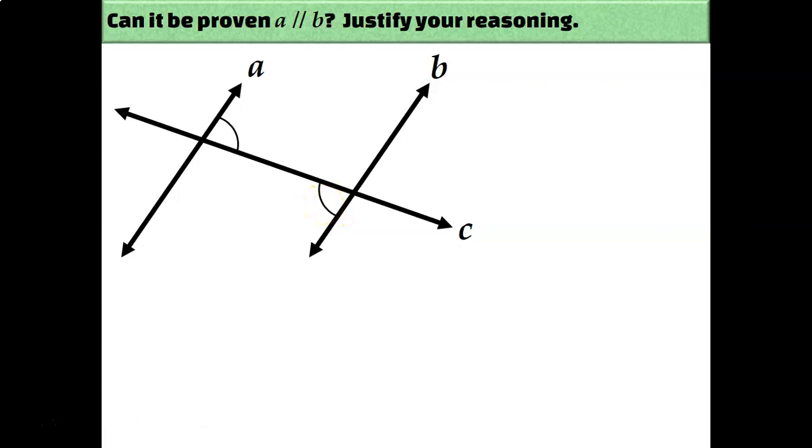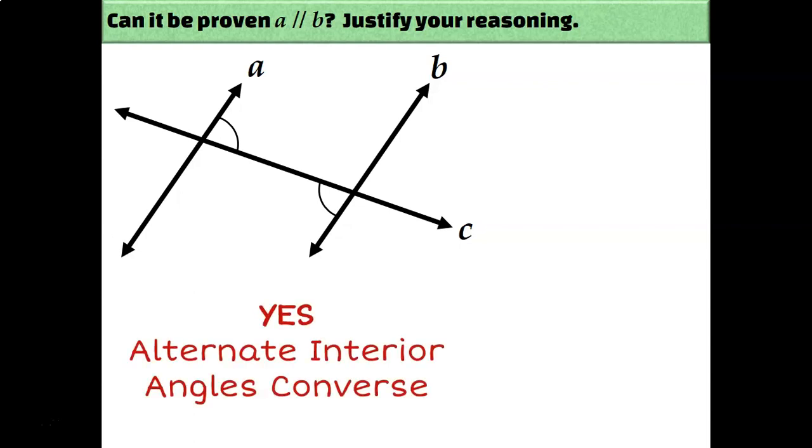These would be alternate interior because they are on opposite sides of the transversal, one's above and one's below, and they're in between the two lines that we're trying to prove are parallel. That makes them alternate and interior. And according to the alternate interior angles converse, if you have alternate interior angles that are congruent, then the lines must be parallel. So can I prove that A is parallel to B in this case? Absolutely. By the alternate interior angles converse, we can say that A must be parallel to B.